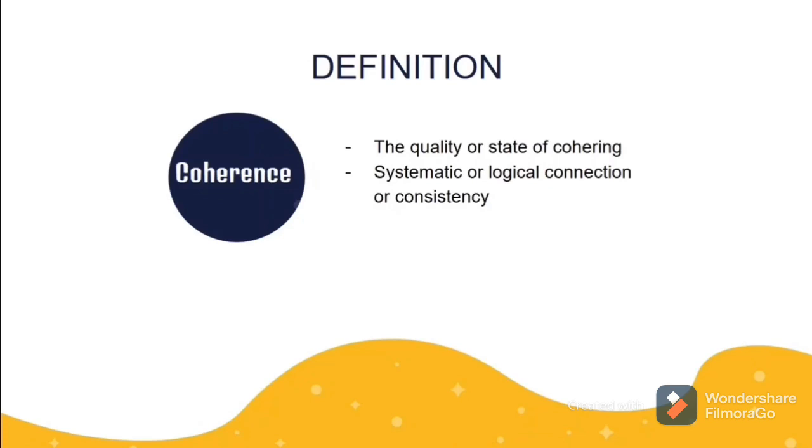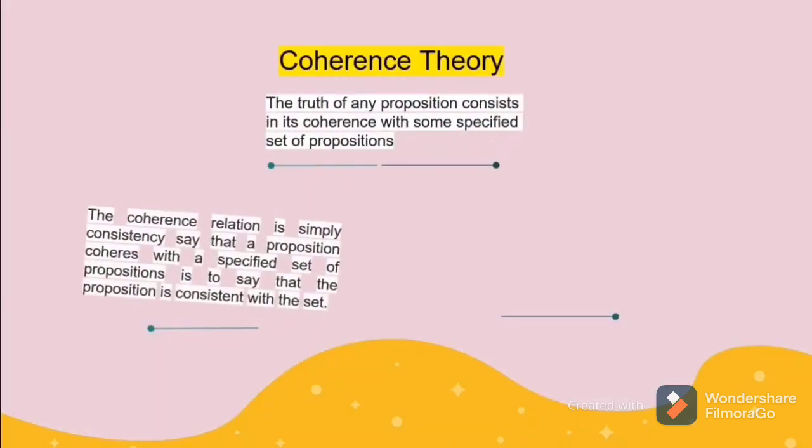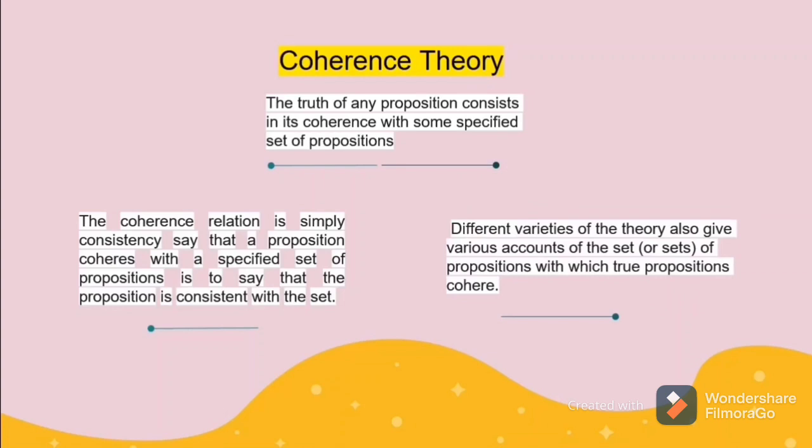Coherence is defined as the quality or state of coherence, and systematic or logical connection or consistency. What is the meaning of coherent theory? Coherent theory is that the truth of any proposition consists in its coherence with some specified set of propositions. It means one proposition must have a connection with another proposition. The coherent relation is simply consistency.